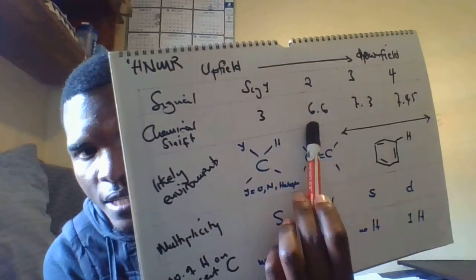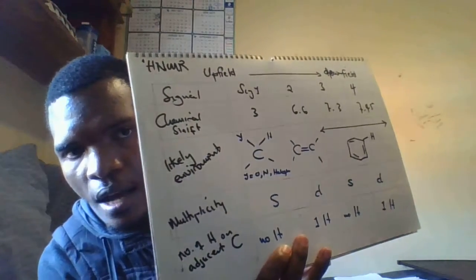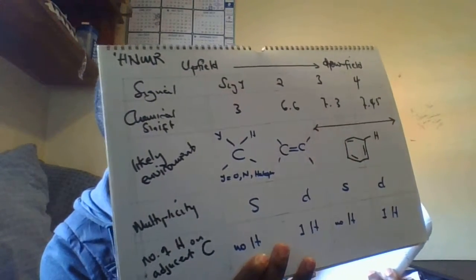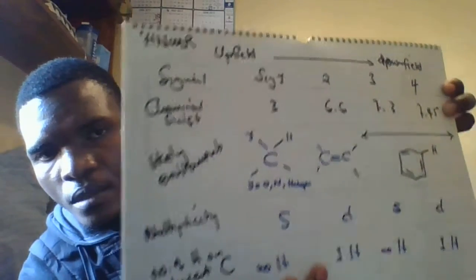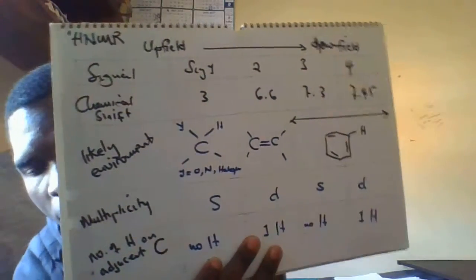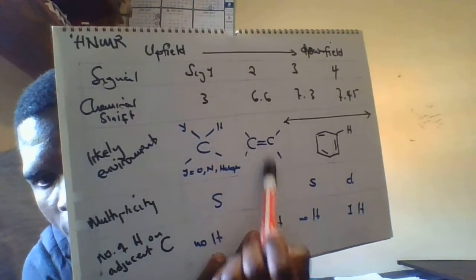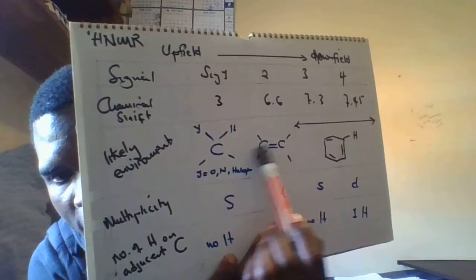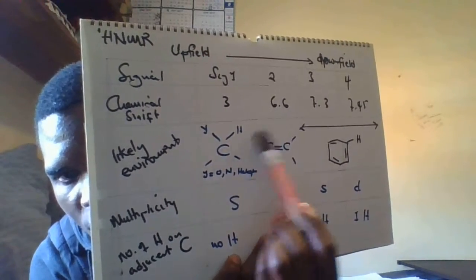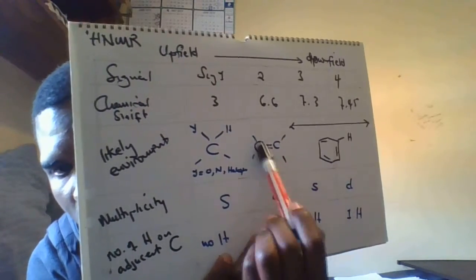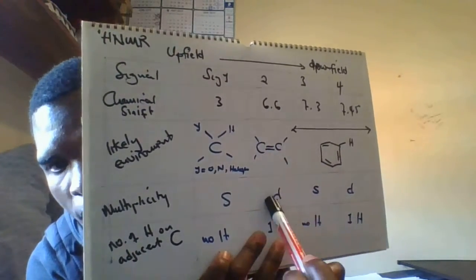Then we have a peak at about 6.6, and the 6.6 peak is a doublet. According to that chart that I showed you previously, this 6.6 falls within the double bond carbon range. So the hydrogens are attached to this carbon. They are the ones responsible for this peak.